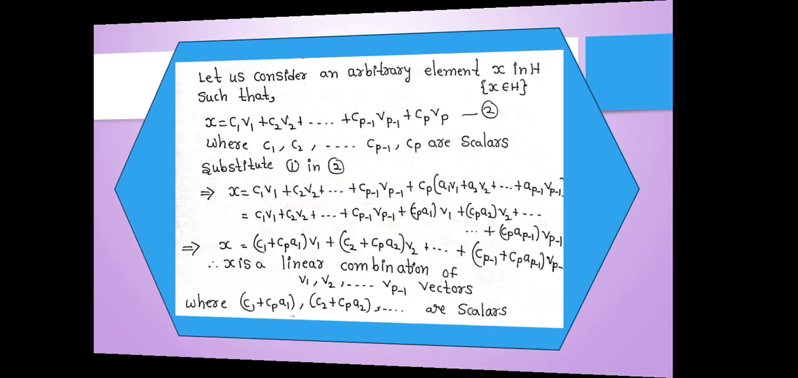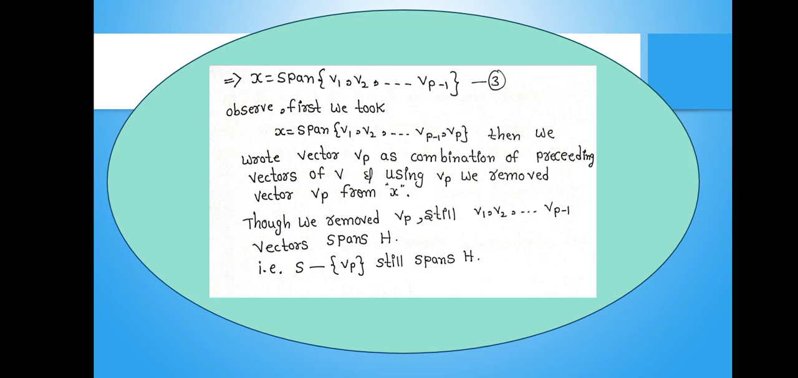Then see here, we wrote x equal to span of v1, v2, up to v(p minus 1). It is from the previous step. Observe, first we had x is equal to span of v1, v2, up to v(p minus 1), vp. Just now I told that V is equal to H is equal to x. Then we wrote x instead of H. In the starting step we took H is equal to span of v1, v2, up to v(p minus 1), vp. So instead of H I took x here. x is equal to span of v1, v2, up to v(p minus 1), vp.